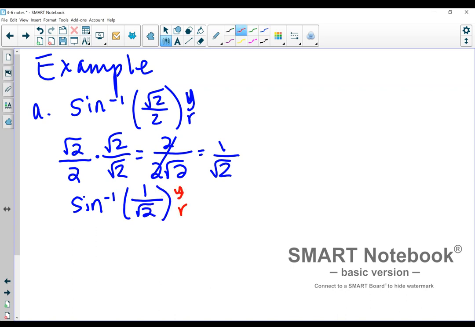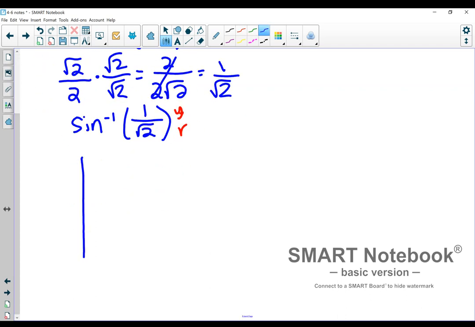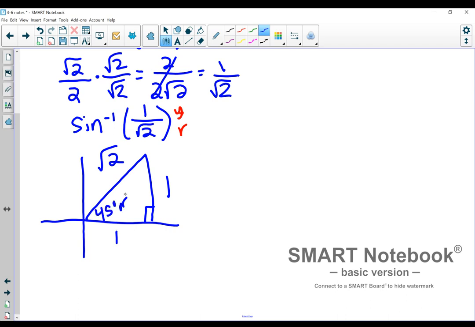So y side, r side, because this is positive, I will be building a triangle in quadrant 1. So all of these problems require a picture. My y side is 1, my r side is square root of 2, x is also 1. This is 45 degrees or pi over 4. And so my sine inverse is going to equal pi over 4.